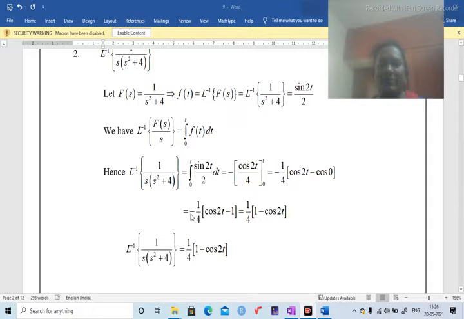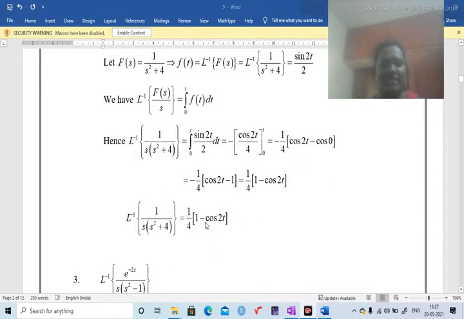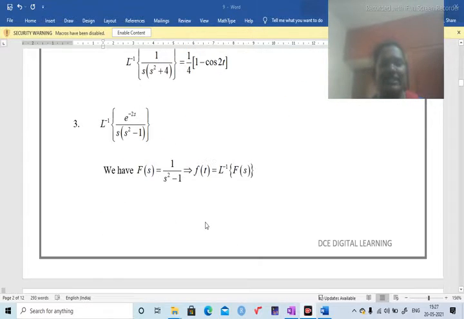So multiply the terms which are inside the bracket with the minus sign. Then I am going to get 1 minus cos 2t. So this is the L inverse of the given function. Next one, L inverse of e power minus 2s by s into s square minus 1.